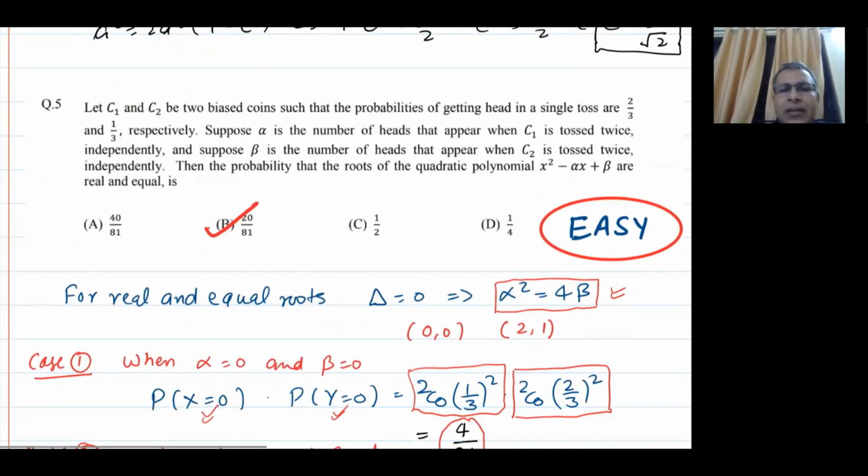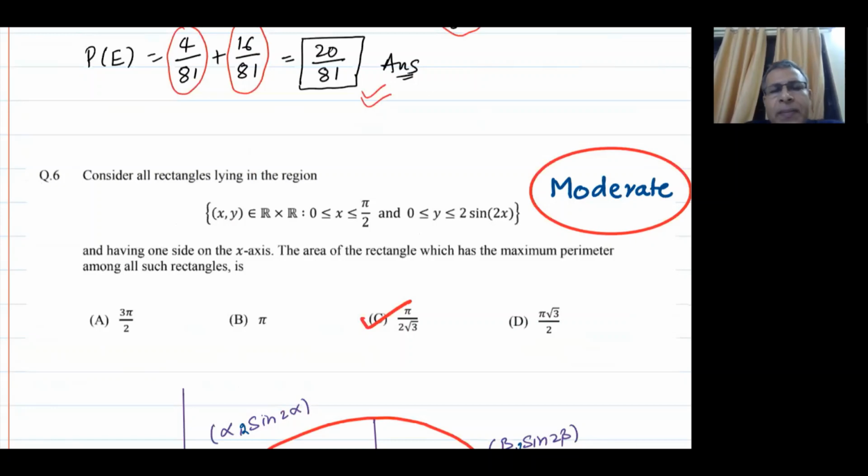Question number 6. The sixth question is given. Consider all rectangles lying in the region (x, y) belongs to R cross R, where x lies in the closed interval 0 to pi by 2 and y lies in the closed interval 0 to 2 sine 2x, and having one side on the x-axis. Find the area of the rectangle which has the maximum perimeter among all the rectangles.